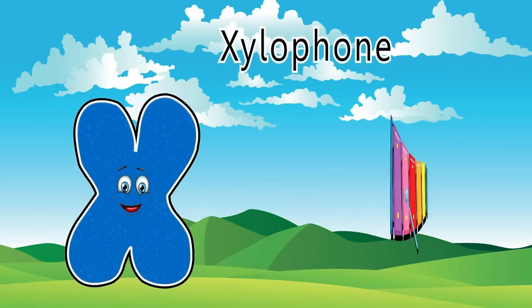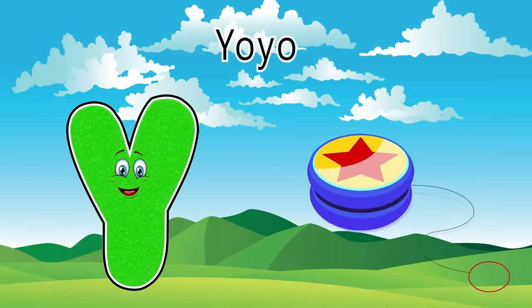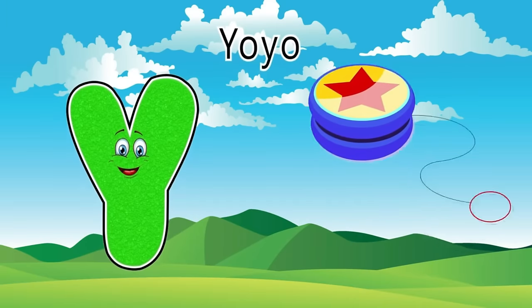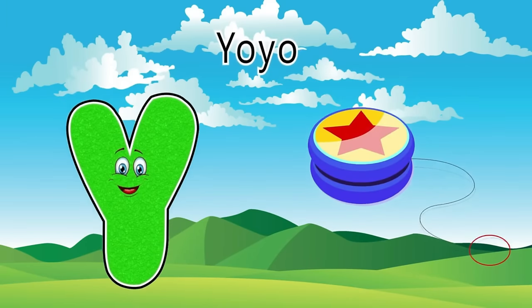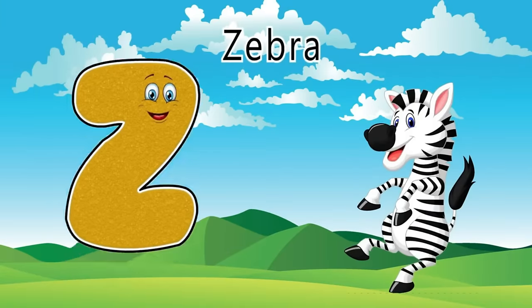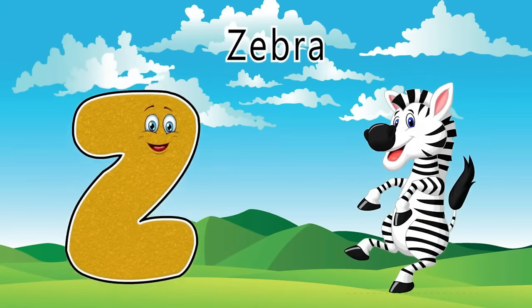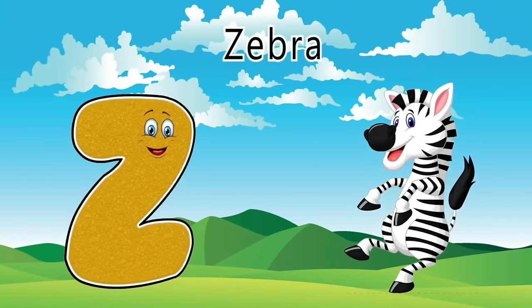Y is for yo-yo. Y, Y, yo-yo. Y, yo-yo. Z is for zebra. Z, Z, zebra. Z, zebra.